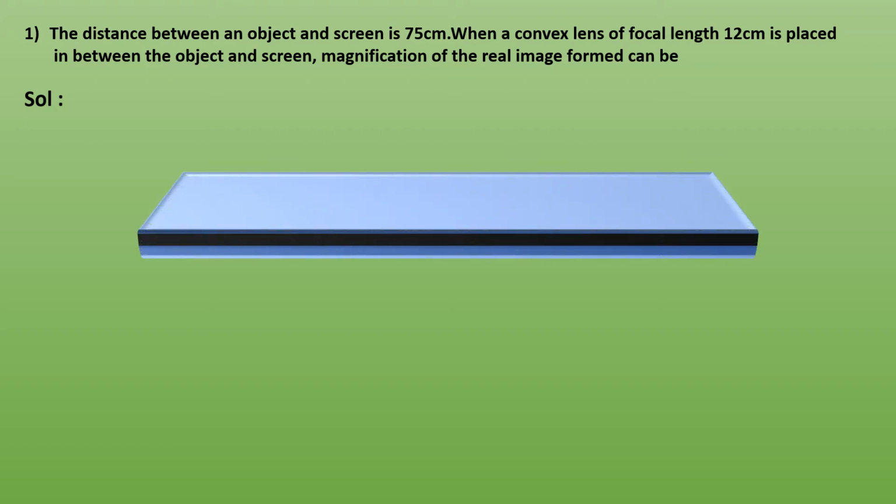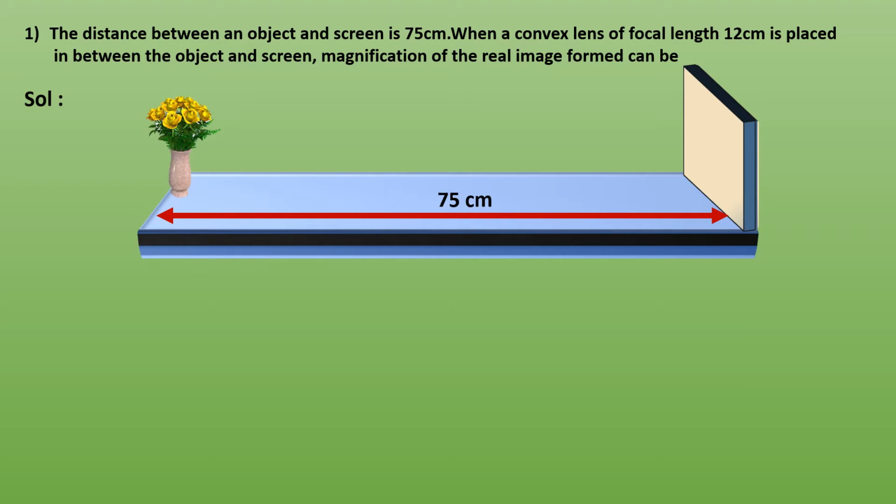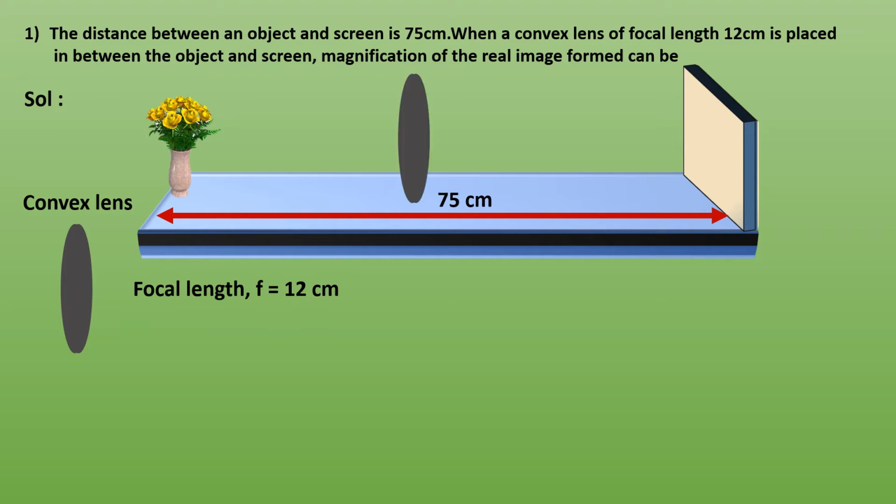So it is given that there is an object and screen, and the distance between an object and screen is 75 centimeters. Now a convex lens of focal length 12 centimeters has to be placed in between object and the screen. We don't know where the lens is kept in between the object and the screen. Let us assume that the lens is kept at this position. Now let u be the object distance and v be the image distance, and from the given data we get v is equal to 75 minus u centimeters.